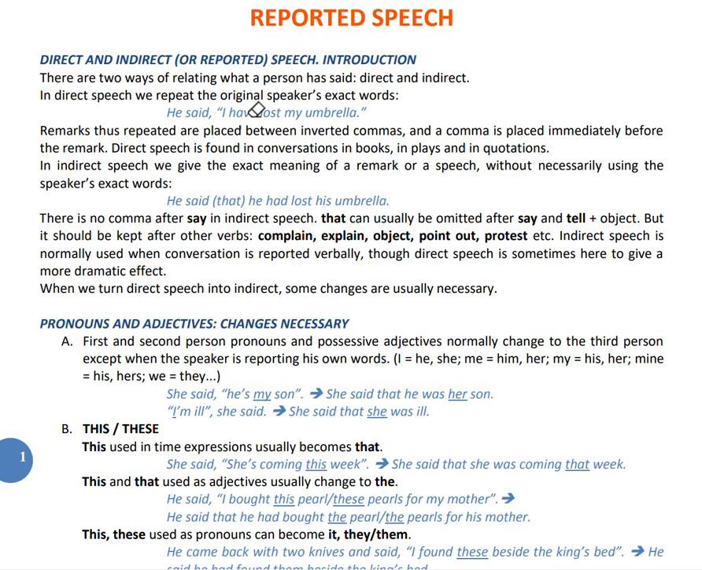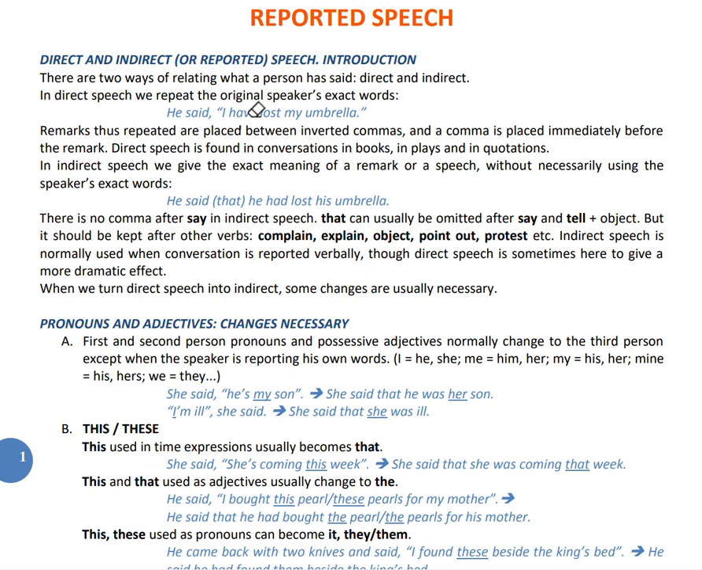Pronoun and adjective changes are necessary. First and second person pronouns and possessive adjectives normally change to the third person, except when the speaker is reporting his own words. I equals he, she; me equals him, her; my equals his, her; mine equals his and hers; we equals they, like that.